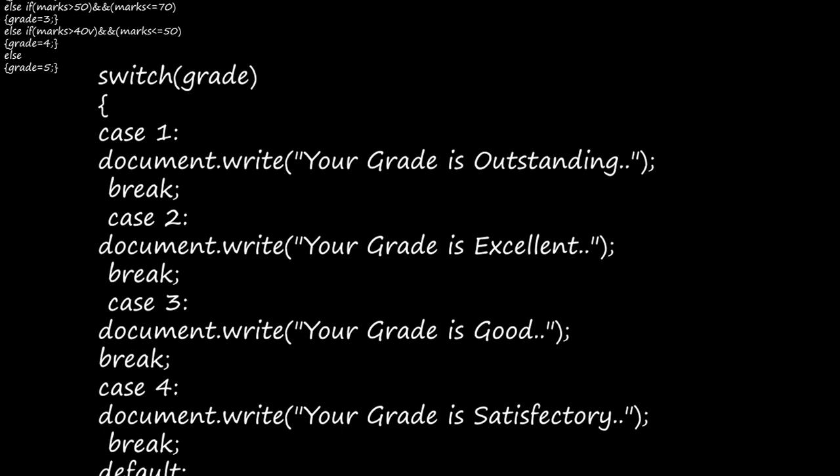If we are entering 1, document dot write "your grade is outstanding". If the value of this grade is 1, here what will be displayed? Document dot write, your grade is outstanding, break, and we have closed that particular case. Next one is case 2, that is document dot write, your grade is excellent. You have given it inside the bracket, inside double quotes, and at the end you have to give the semicolon, right?